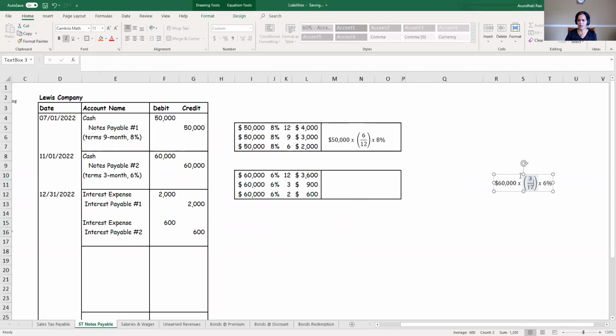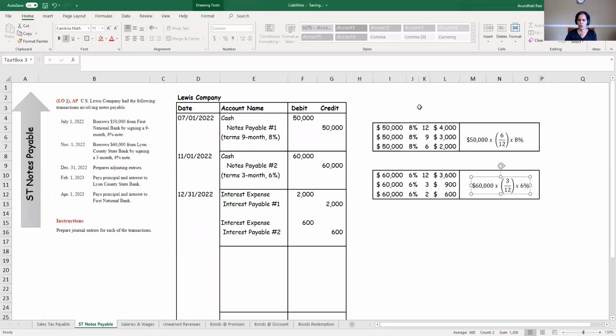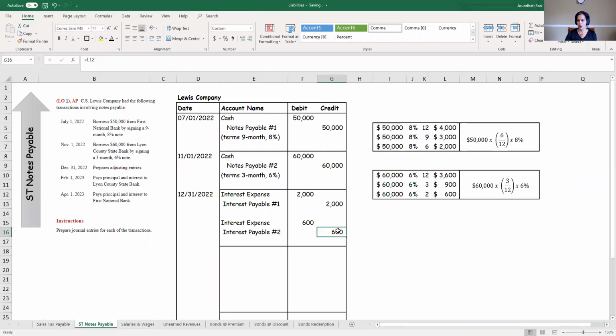Easier said than done, dragging these things out there. This one is easier. Without going through all these calculations, if I had to just say what's the amount I'd put in over here, for the first note it's 50,000 times 6 over 12. The only thing I needed to calculate was how many months I had the note, from July 1st to December 31st, which is 6. So 6 over 12 for 8%, you would get that $2,000.